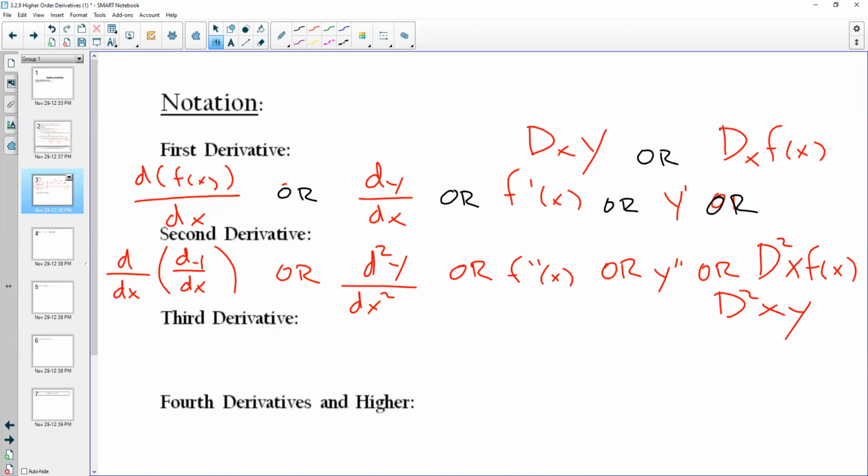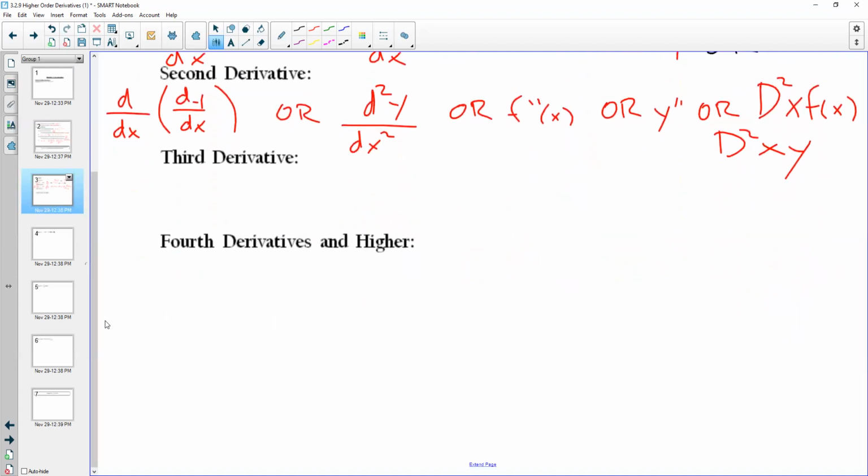Okay, so the big ones are the primes, right? So f prime of x, f double prime of x, y double prime, y prime. Those are the big ones there. Make sure you're able to identify the primes. We will get into our third derivative next.